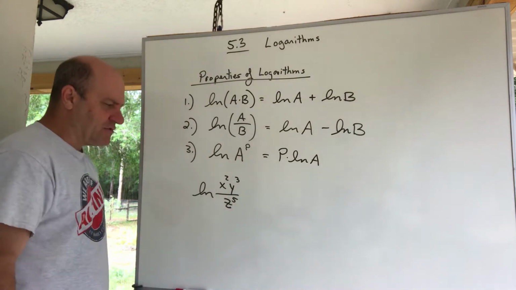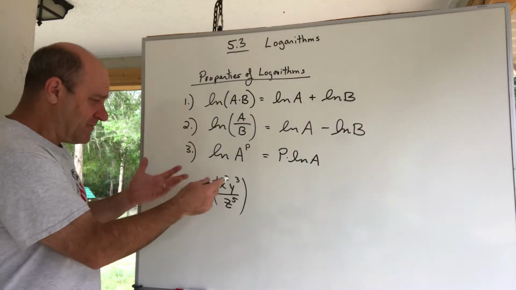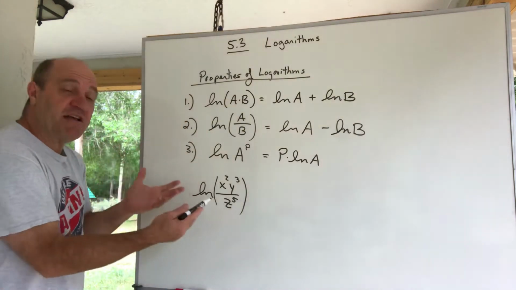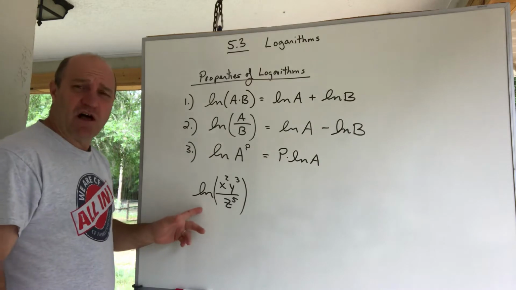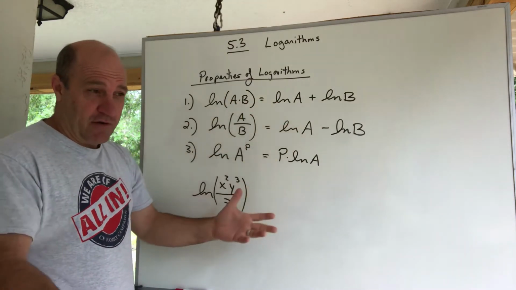And again, I did natural log. So it's the natural log of this quotient, product, x. I mean, this is a mess here. Well, I can use all three properties to bust this up. They don't say bust it up. They say rewrite this logarithm as a sum or difference or product of logarithms.